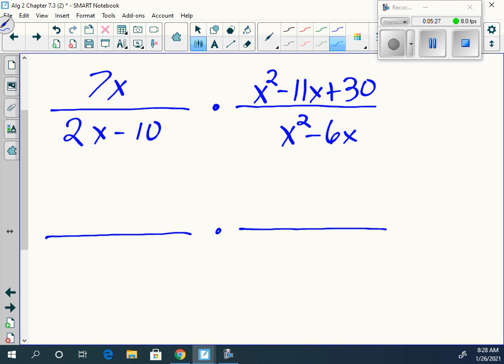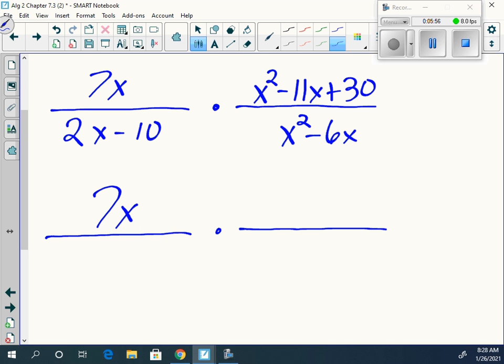So how can we factor 7x? We can't, because 7x is the only term there, and it's to the first power. That's as simplified as it gets. So what about 2x minus 10? 2 and 10?